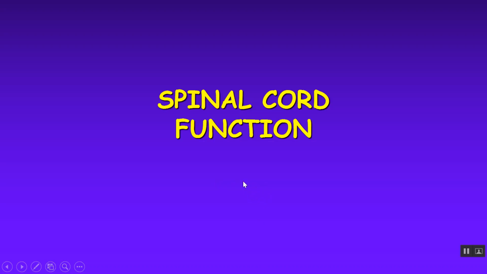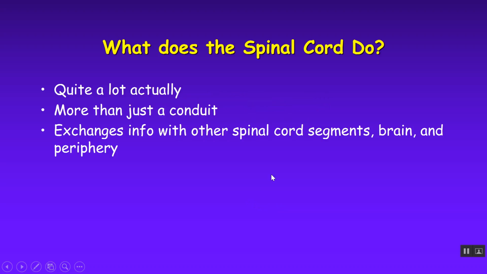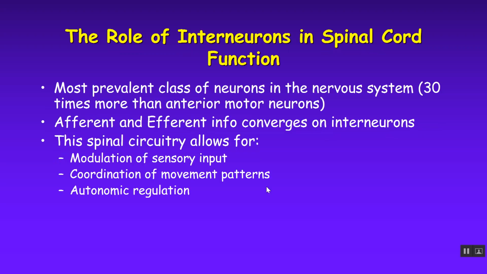But guys, spinal cord function now. We're going to start getting into some functional things. What does it do? A lot, okay? It's not just a conduit for information. There's a lot of processing and modification of sensory and motor output that occurs, and autonomic function occurs right at the spinal cord level, okay?